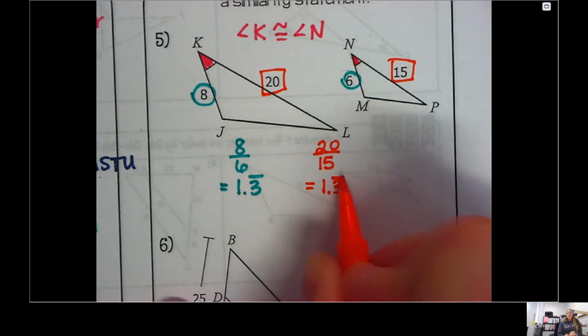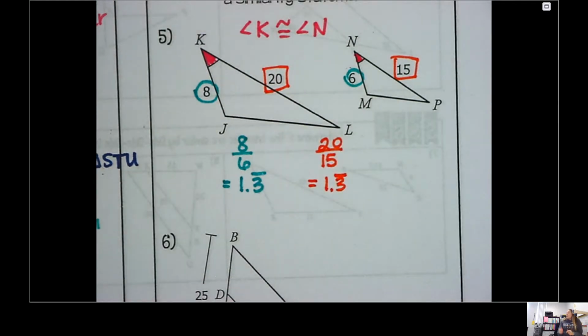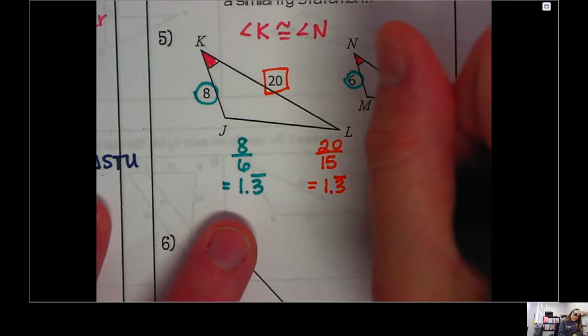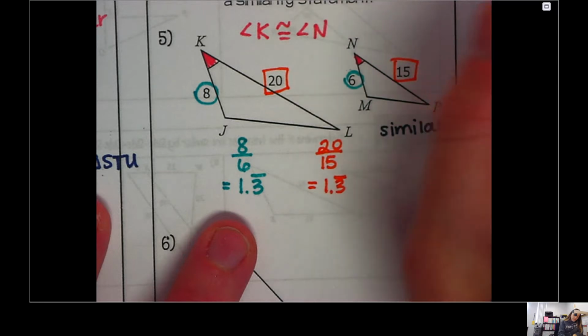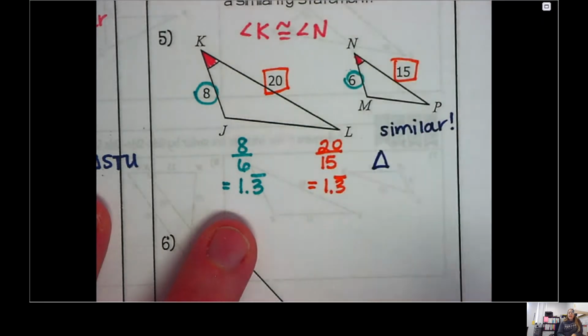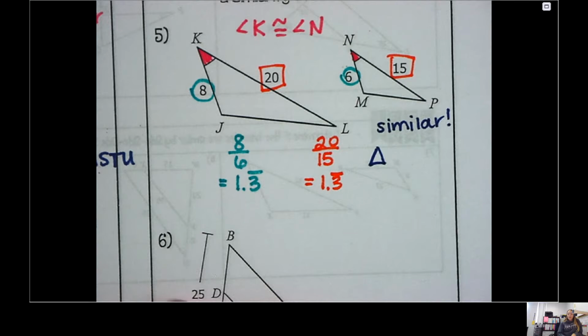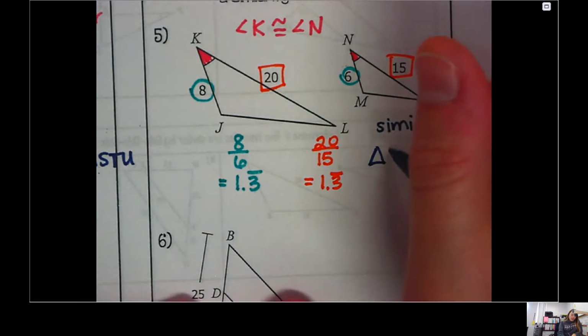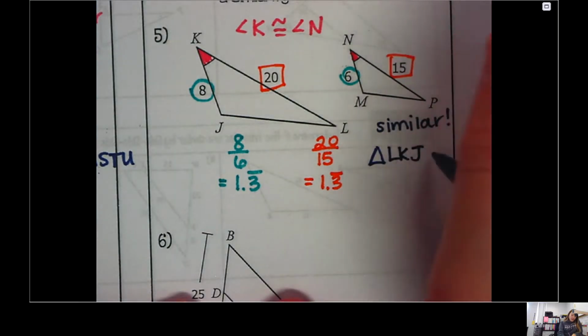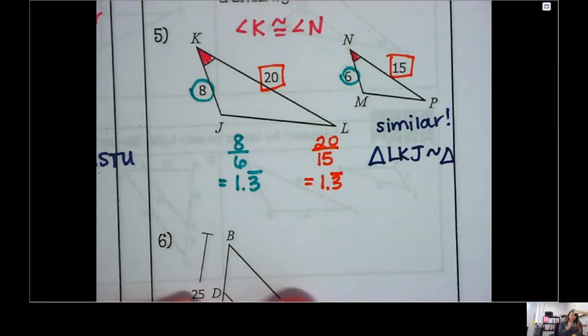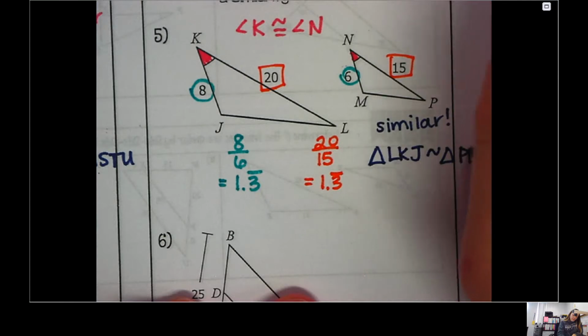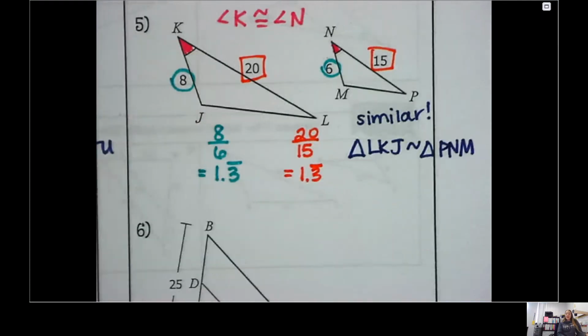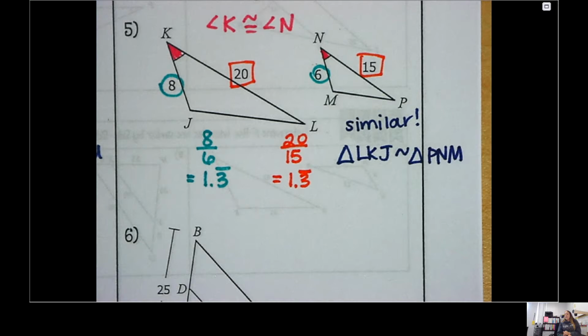So you've got two sides that are in proportion and one angle that is the same. So are they similar or not similar? They are similar. So I'm going to write a sentence. Again, doesn't matter what order you put it in. I'm going to write triangle LKJ is similar to PNM. So again, doesn't matter how you decide to write the first one as long as the second one matches.